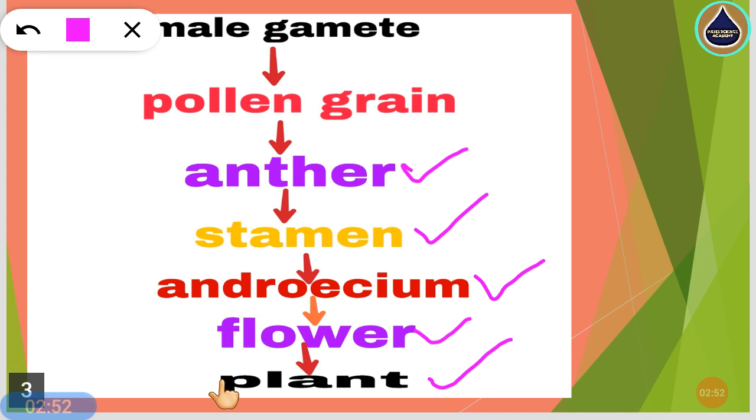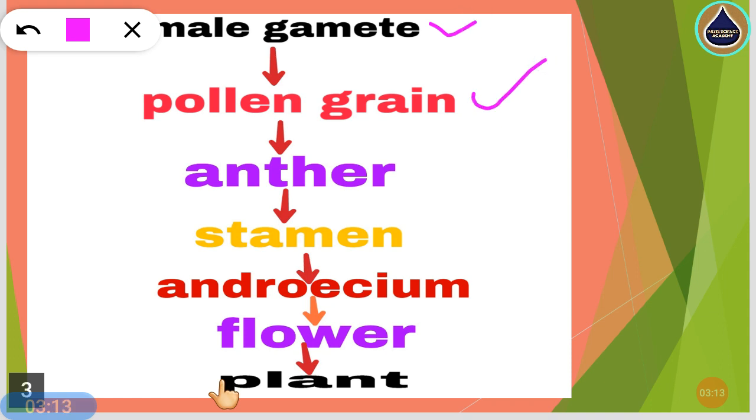the connective is also there. So anther is the part of this stamen, and the pollen grain is found in the anther, and in the pollen grain the formation of the male gamete takes place. So likewise, this male gamete is found and formed in the pollen grain, which is present in the anther, which is the part of the stamen, the single unit of the androecium. Androecium is the male part of the flower. Flower is the part of the plant. So you can first understand about this male gamete. I hope you have understood it.